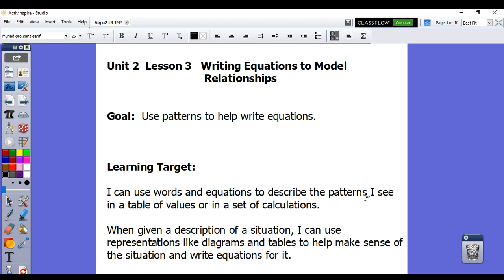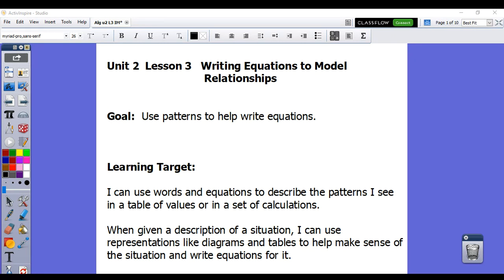Okay, welcome to Unit 2, Lesson 3 of our Algebra 1. We are going to try to write equations to model relationships and model situations given a table. So that's our learning target today, to be able to use words and equations to describe patterns I see in tables or other sets of calculations.